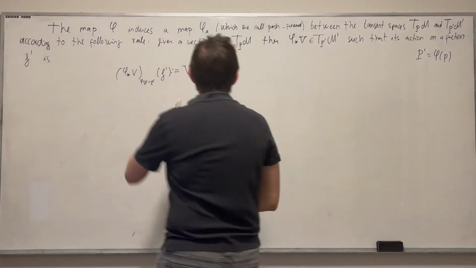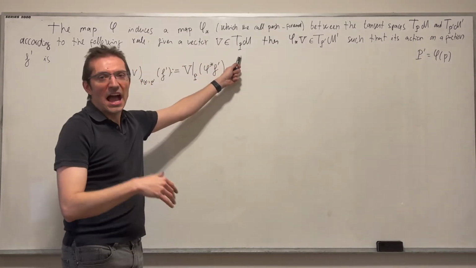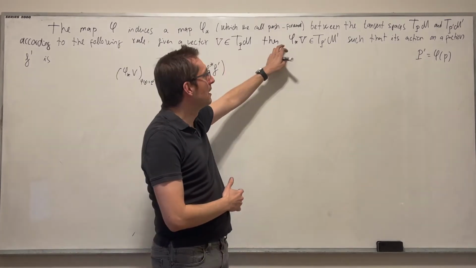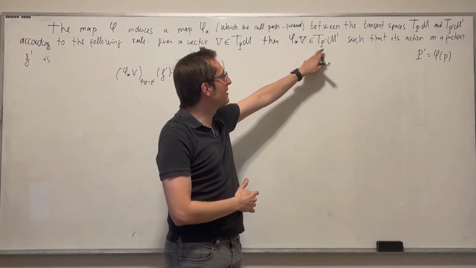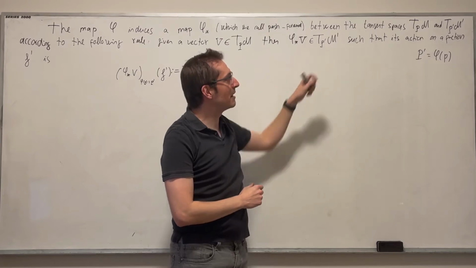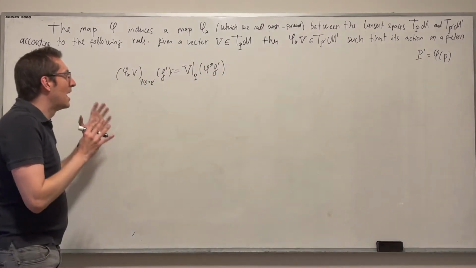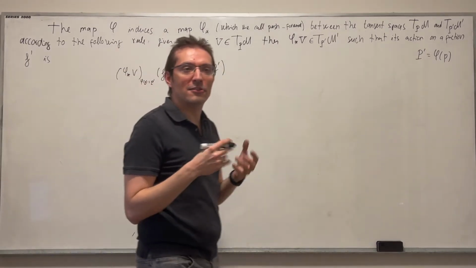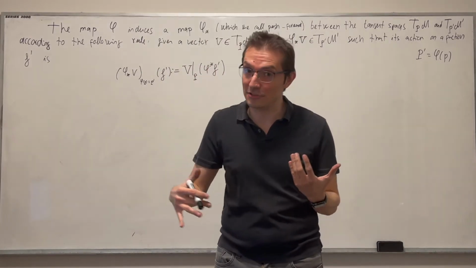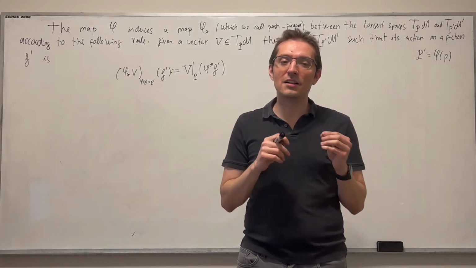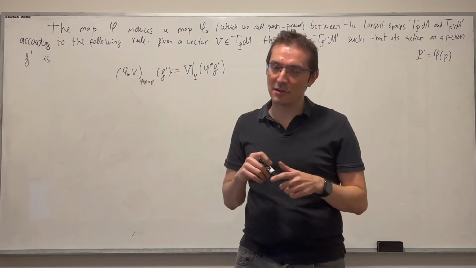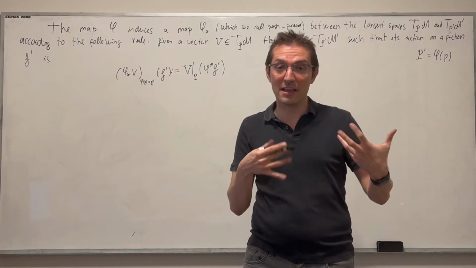How do I do it? Well, given a vector V in the manifold M, I'm going to associate it with a vector phi star V in the tangent vector space to M prime at P prime. How do I do it? Well, how do I define a vector? Remember, vectors are defined by their actions on functions, okay? So I just need to tell you how it will act on functions f prime of the manifold M prime.